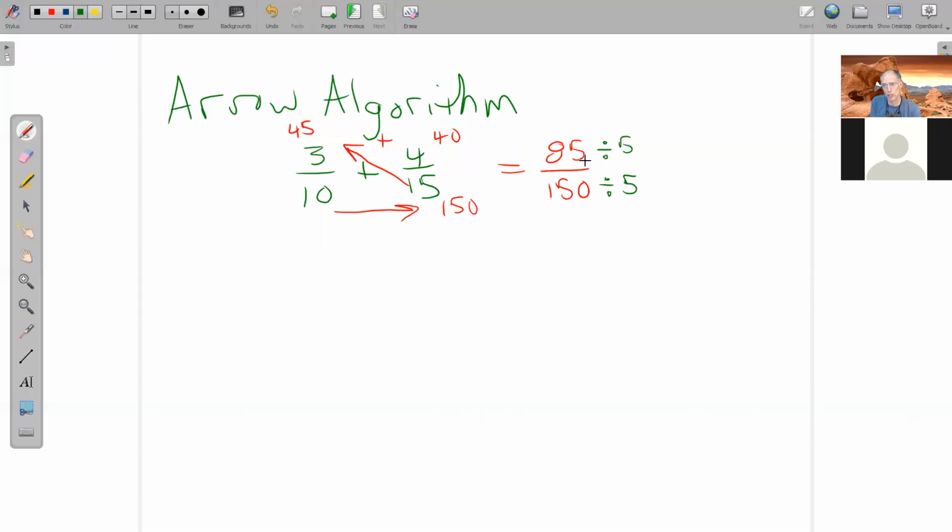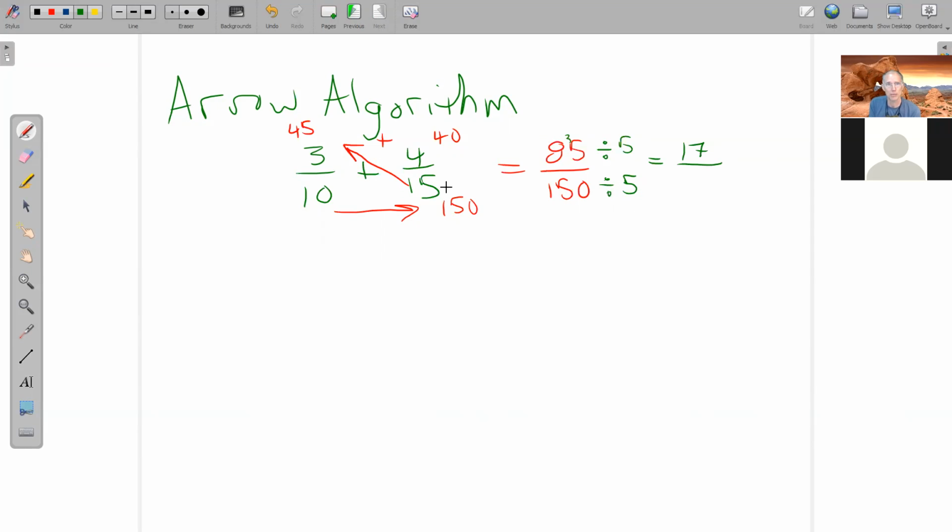And when you work with kids, you should definitely write out, I'm dividing the top by 5, I'm dividing the bottom by 5. And then we have to figure out how many times 5 goes into 85. So let's see, 5 goes into 8 once with 3 left over. 5 goes into 35 7 times.